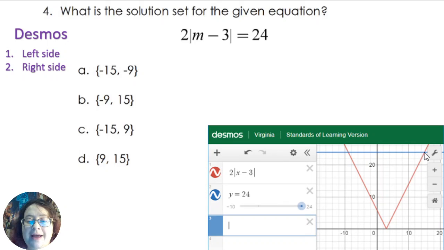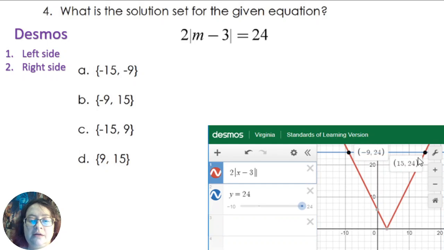And when I zoom out, I do see that I have two intersections here. So I can click on them. And I get the numbers for x as -9 and 15. So -9 and 15, that's my answer. I circle B.